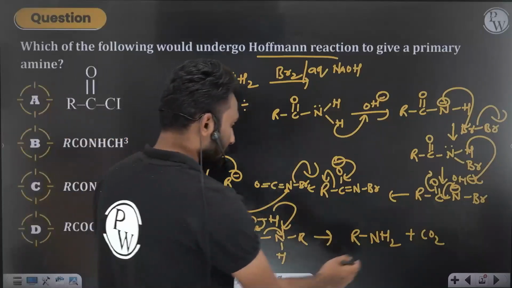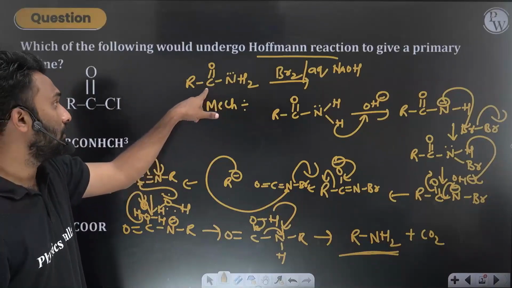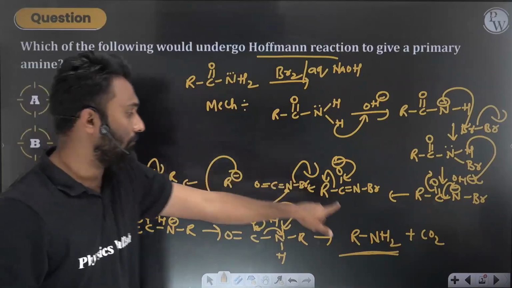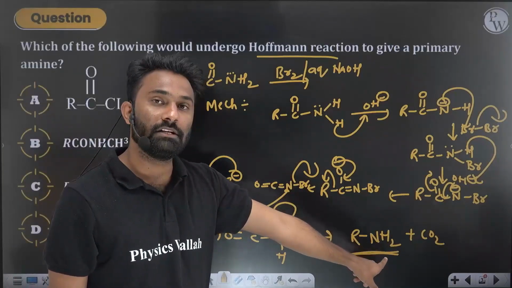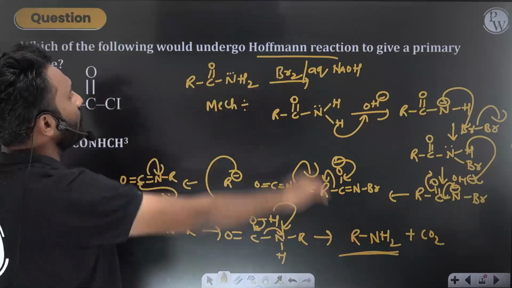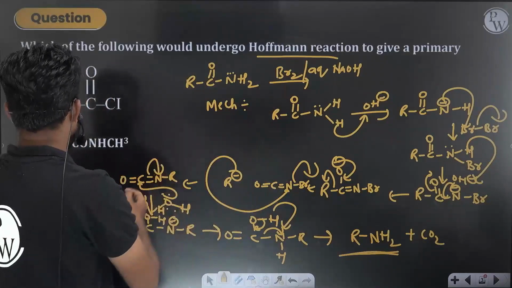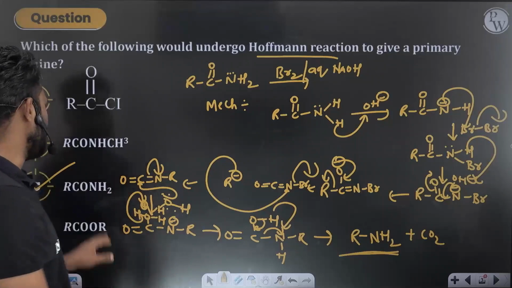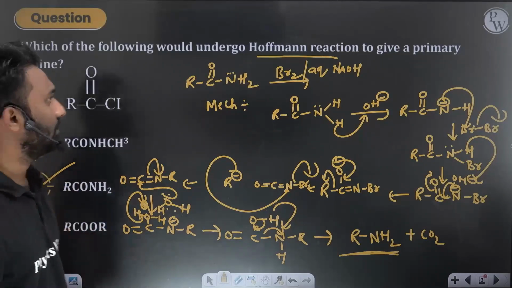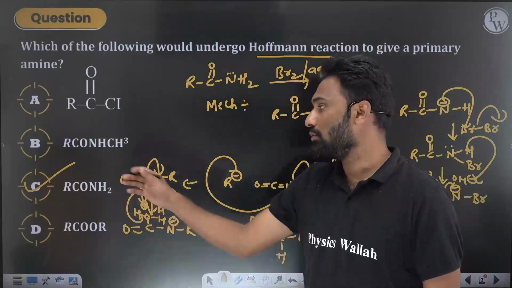Look here: on the reactant side there is one carbon, but when it comes to the product, one carbon is descended, lost. Okay? Now, which of the following would undergo Hofmann reaction to give the primary amine? Option C. Acid amide is the reactant we are going to use.